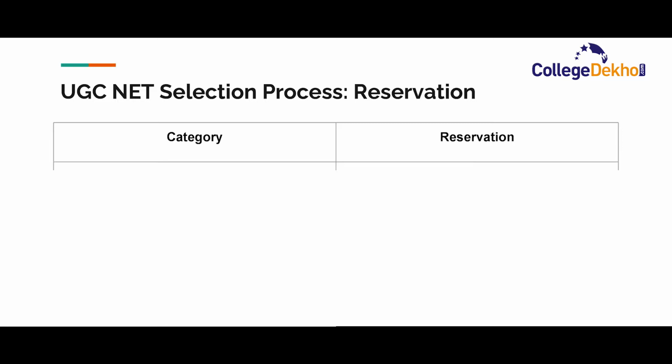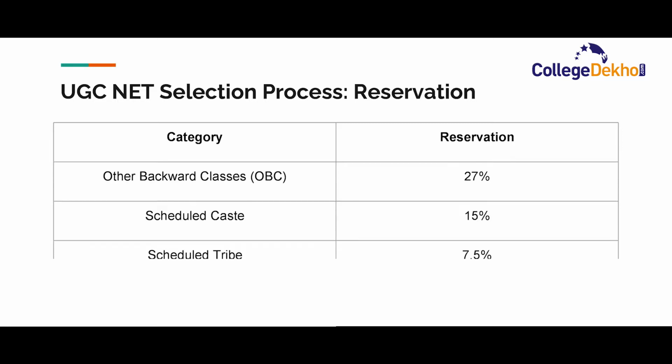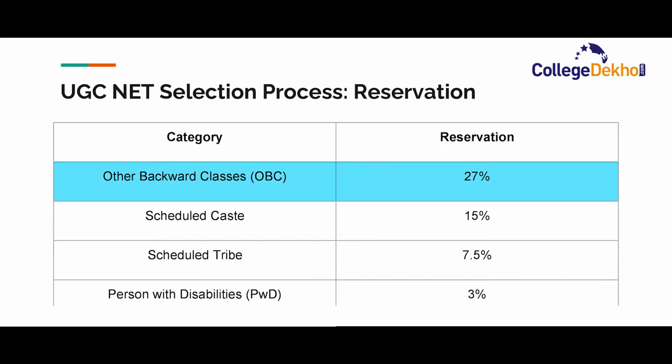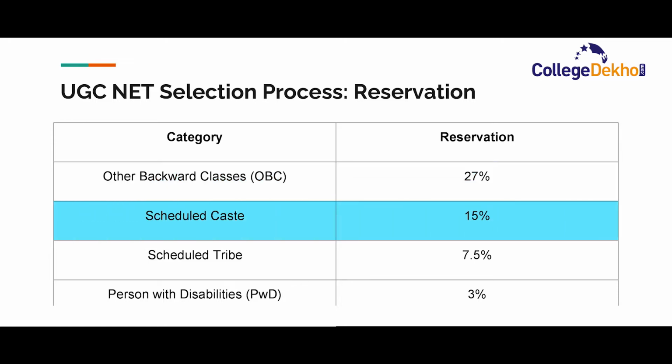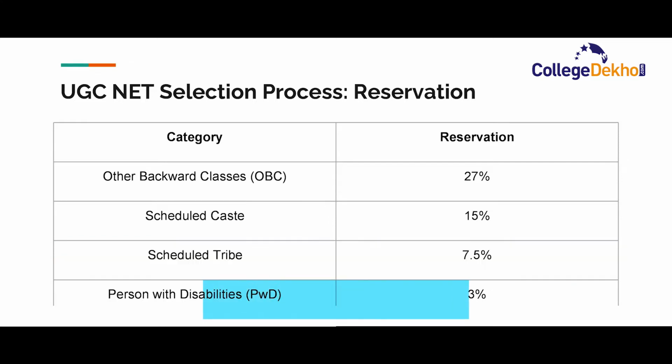Before moving forward, let us look at Reservation Policy for UGC Net, which plays a very important role in selection process, as these reservation policy will be implied in the selection process of the candidates. For OBC, that is other backward classes, there will be 27% reservation. For scheduled castes, there will be 15% reservation. For scheduled tribes, there will be 7.5% reservation. And for PWD, that is person with disabilities, there will be 3% reservation.